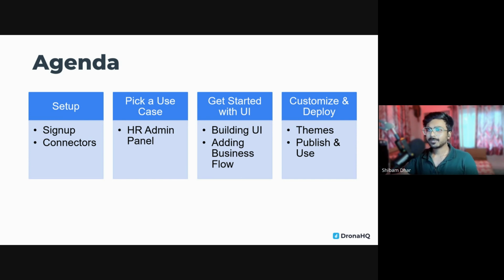Next part is, of course, to pick a use case. So we are going to handle an HR admin panel and get started with the UI. Now, building a UI, you have seen with different low-code platforms that they have things like drag and drop. But we are going to see one step ahead: what else you can get apart from drag and drop, apart from the easy components, apart from the 100 plus components and templates we have, and apart from the easy build-up way and navigational systems. And then adding the business logic flow.